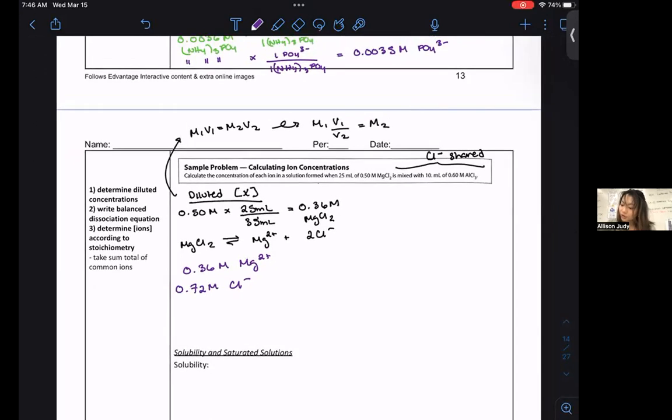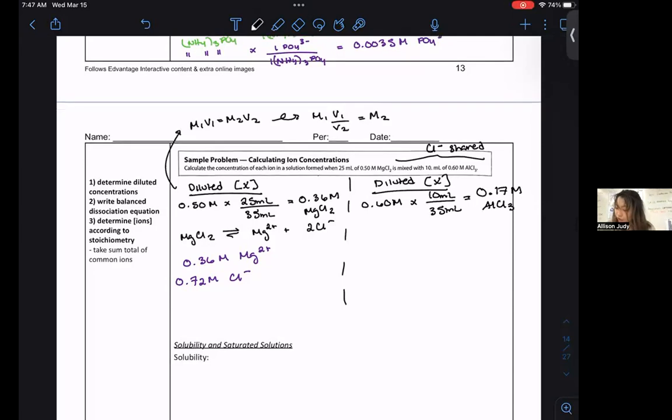All right, so now we're going to repeat all of this for the other ionic compound, aluminum chloride. So again, we need to dilute with the dilution factor. I have an original concentration of 0.60 molarity, and I'm going to multiply it by the dilution factor of 10 milliliters over 35 milliliters, giving me a value of 0.17 molarity AlCl3.